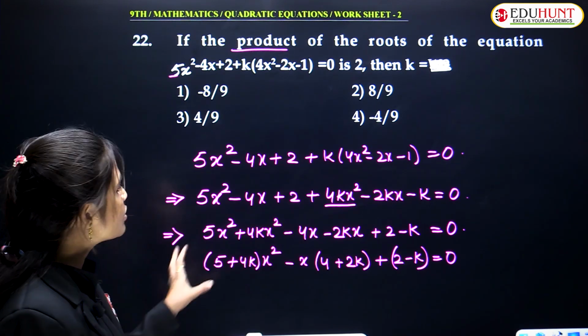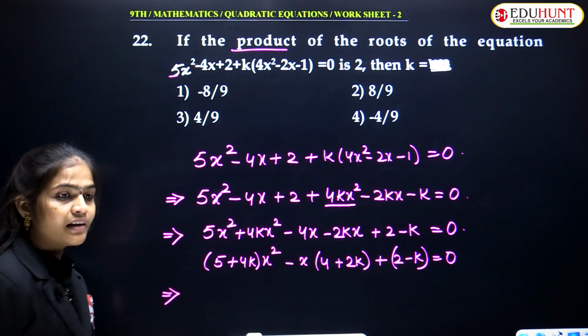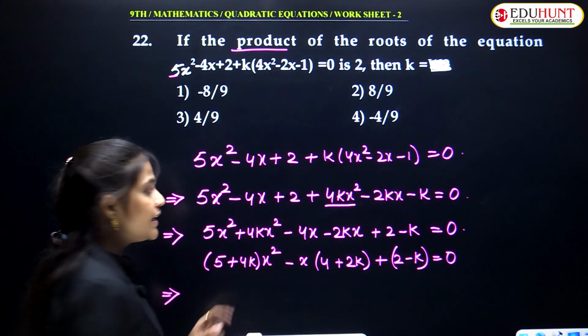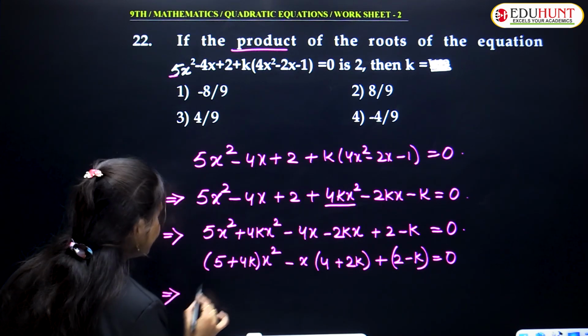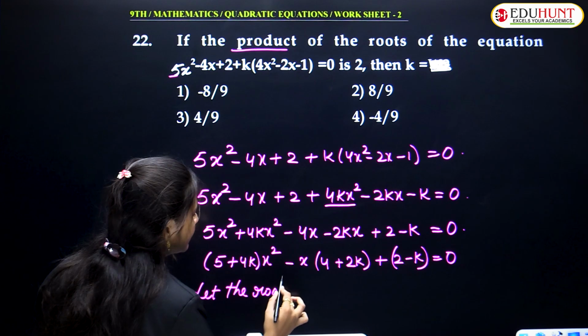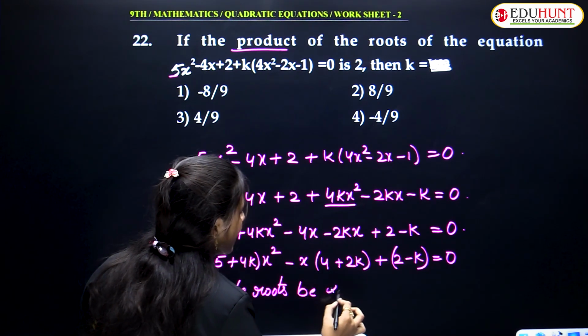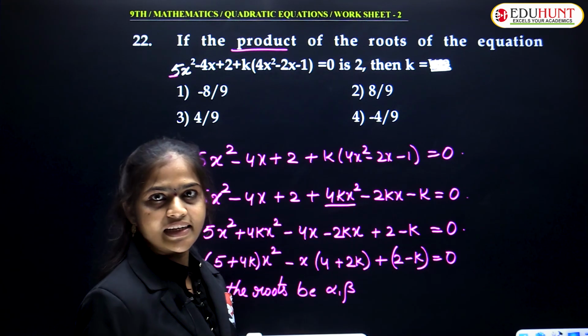So children, see here, this is the quadratic equation now. From this, what is given here? The product of the roots of the quadratic equation. So let the roots be alpha, beta. Okay, so alpha, beta are the roots of this quadratic equation.